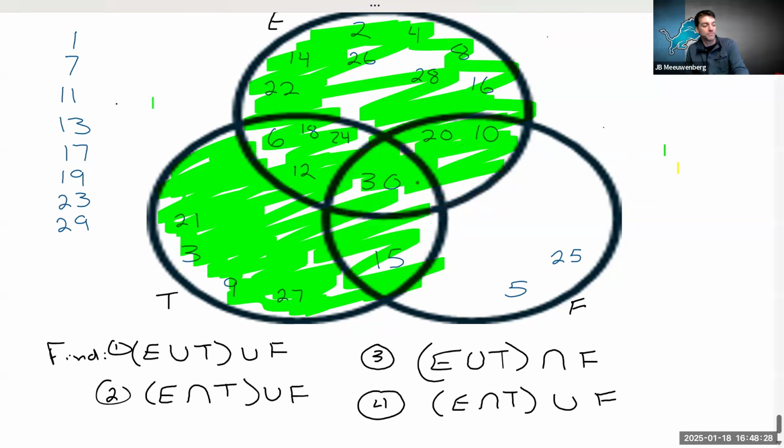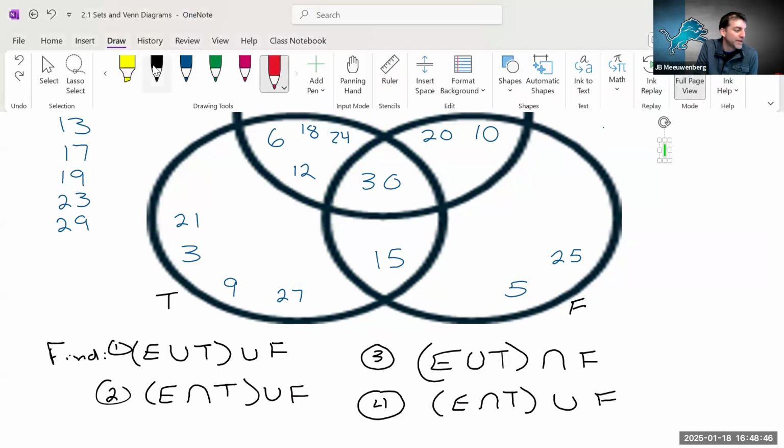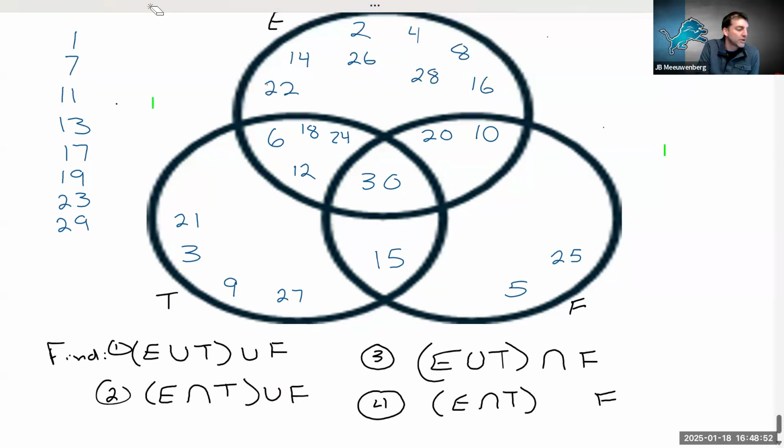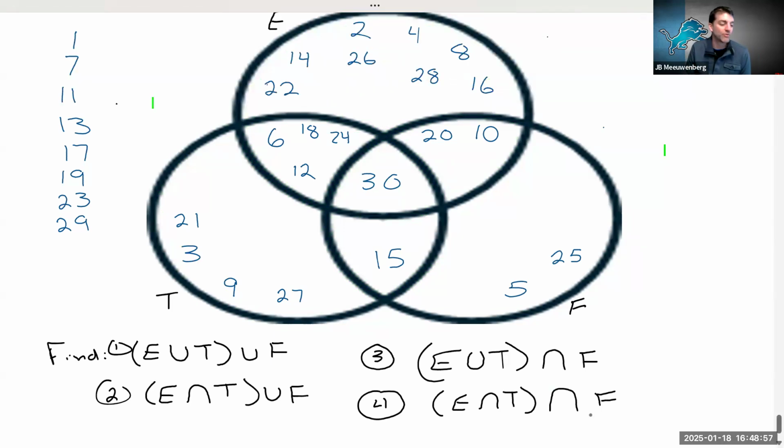All right, let me erase those and do our last one. So E intersect T union F. That's the same one I did over here. Oh, I see what I did. Yeah, that should have been intersect. I thought that sounded familiar. I'm going to cross off union, and it should be intersect. I'm so very sorry. You probably noticed that when you did that on your own. So we're going to look at E intersect T intersect F. If you have to pause and try that one on your own, go ahead and do it.